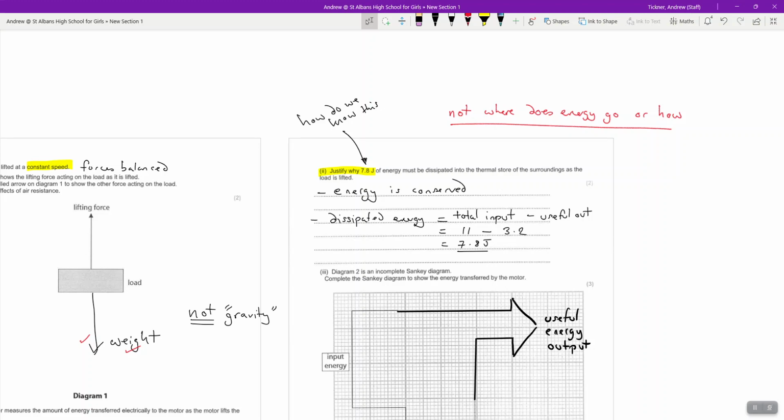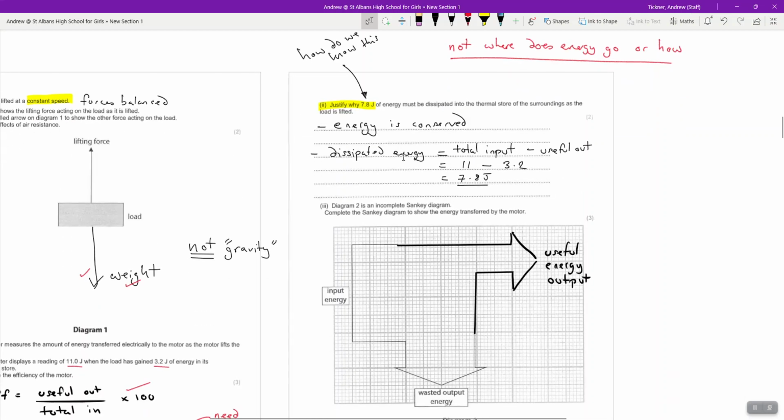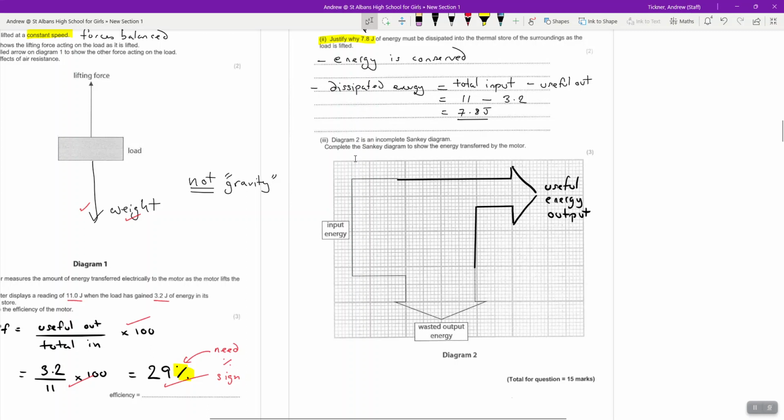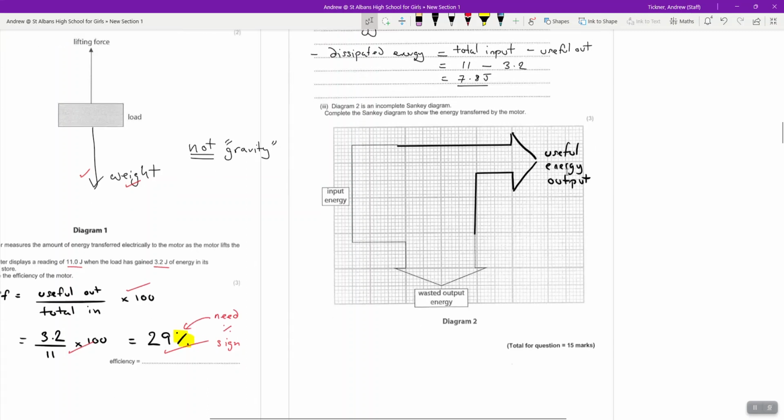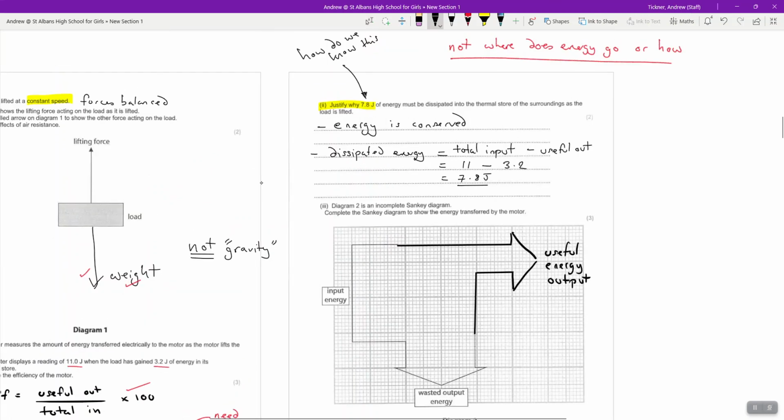So just showing that that's just the difference between the two things. There we go. So there was a lot of correct physics ideas in answering this question, but that weren't addressing what the question was really asking. Okay. So a Sankey diagram, complete the Sankey diagram to show the transfer of energy by the motor. I'll just say we take out things. One mark is for that idea, and the other mark is for mathematically trying to show that.